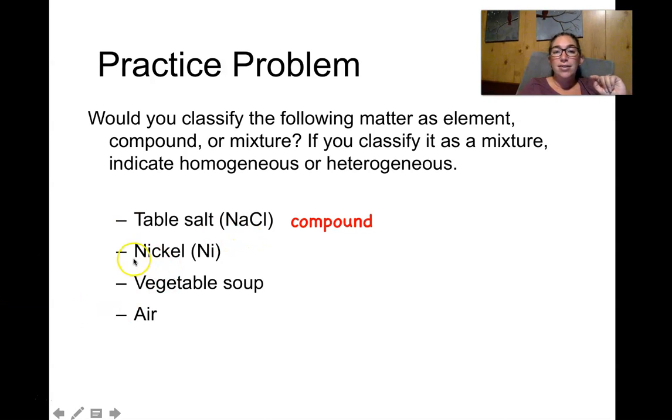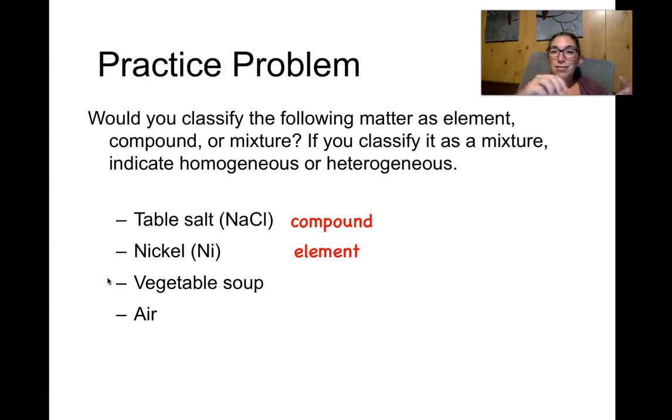Nickel. Here's the element symbol for nickel. It's just a single element, so it's an element. Vegetable soup. Well, no matter what kind of vegetables you use in your vegetable soup, usually it's not a soup that's blended and looks homogeneous.